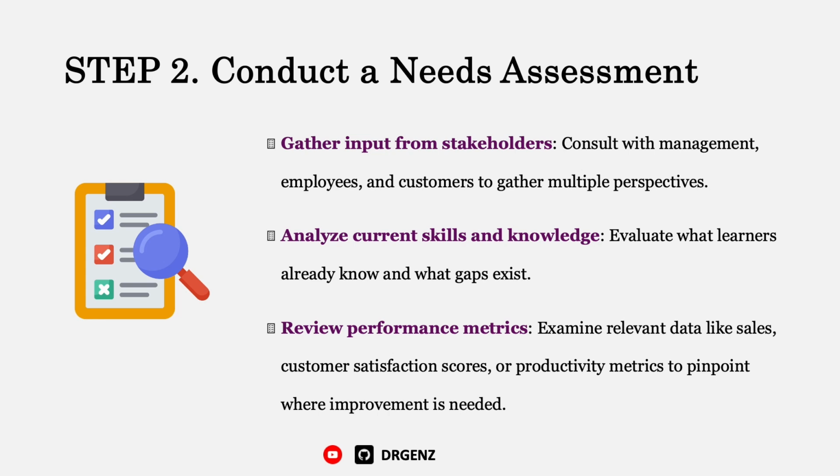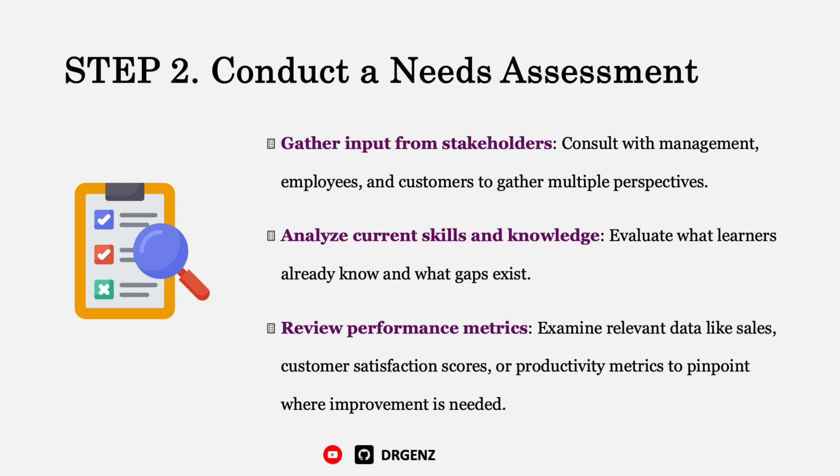We look at analyzing current skills and knowledge. Analyzing current skills and knowledge involves evaluating what learners already know and identifying if there is any gap between their existing skills and skills needed to achieve a desired outcome. You are doing this in order to avoid duplication of knowledge.